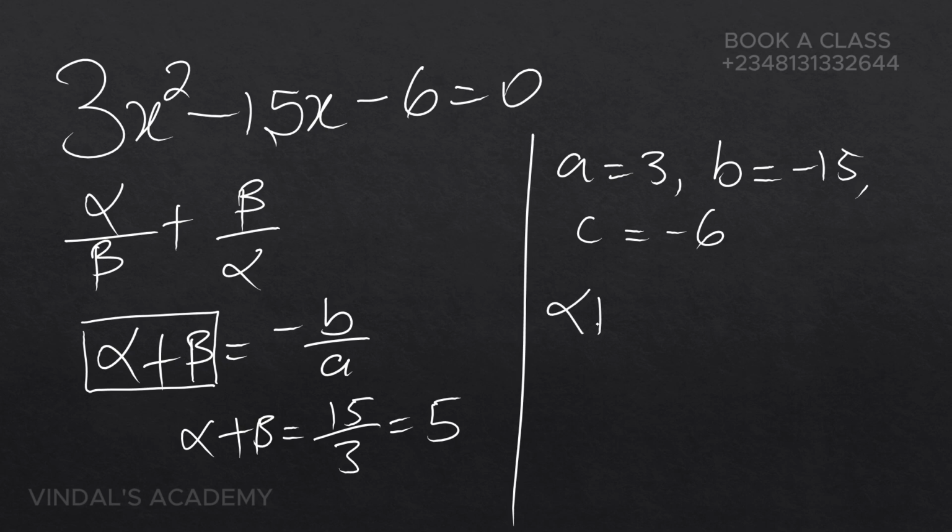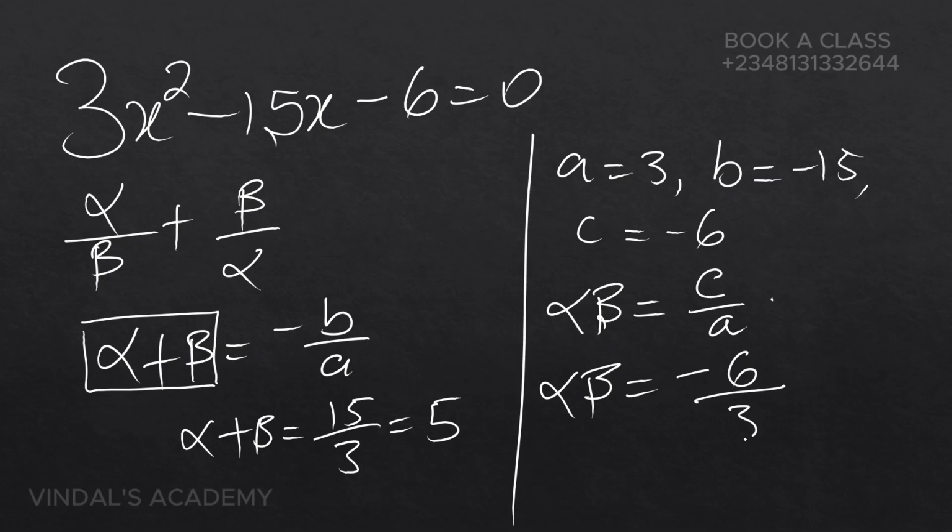The product is alpha beta, and alpha beta is always given as c over a. Now alpha beta is going to be, what is c? C is minus 6. A is 3, which is going to be minus 2. I think somebody must have asked, why is this place not minus 15? Because 15 is already minus, but the equation is having minus itself. So minus minus, we cancel out to be plus. That is why that 15 does not have a negative sign.